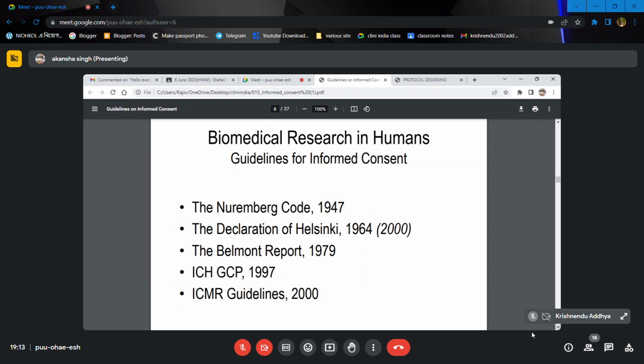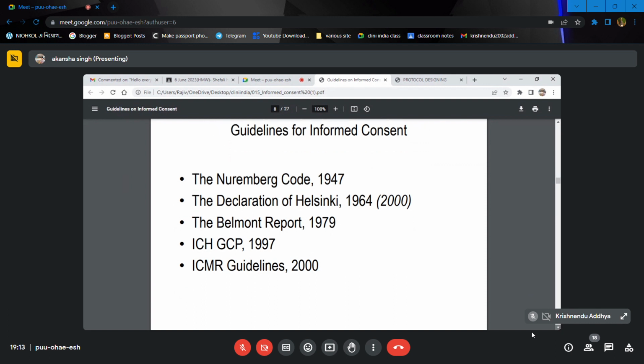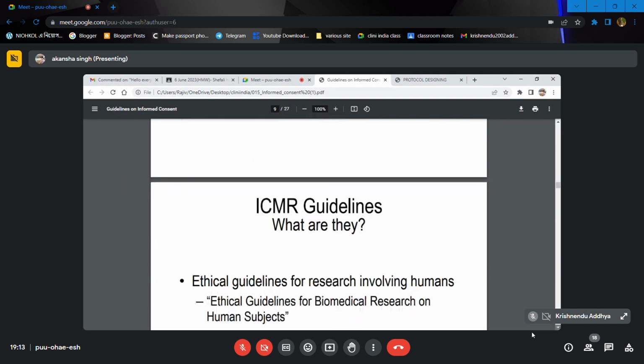Whatever guidelines India has, somewhere or the other they are adopted from the US FDA, somewhere from the ICH-GCP, somewhere from the DOH, somewhere from the Belmont report. Because we need to get good quality data. We want to maintain quality in the system, right? So moving ahead, any question till here? This thing we have already done, except ICMR. We'll see what ICMR is.